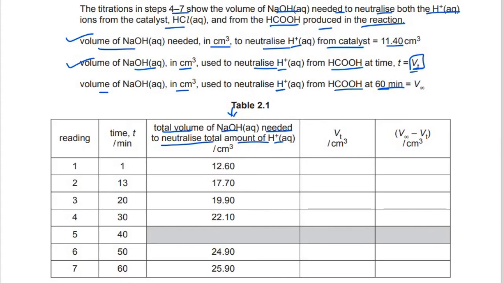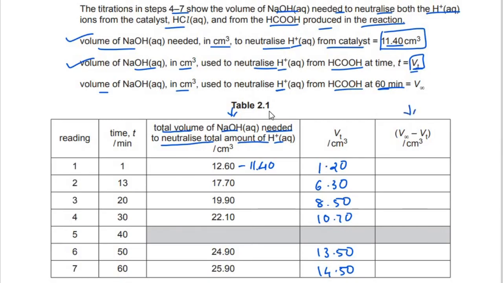So if we want to find Vt, we have to subtract 11.40 centimeter cube from the volume given here. After subtraction we have to write it. So here we have to subtract 11.40, and the same subtraction has to be carried out for the remaining readings also. I've already done it for you, subtracting 11.40 from each of the readings given here. I have written Vt, that is the volume of NaOH required to neutralize only one of the products, methanoic acid.